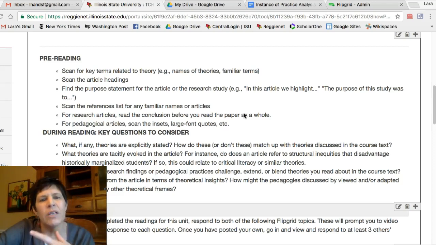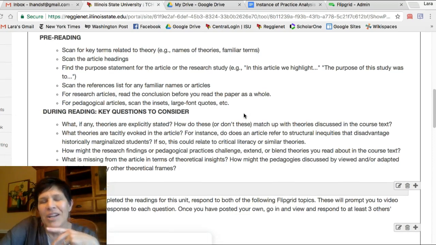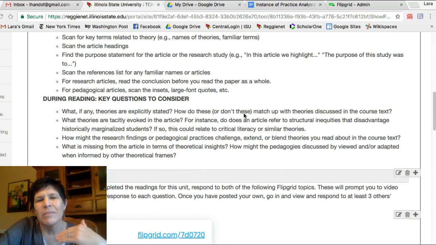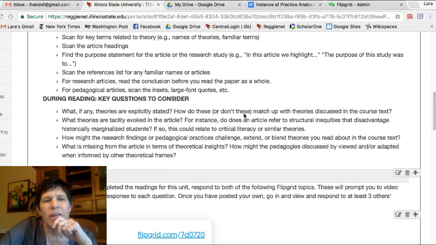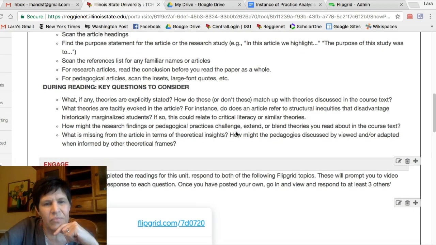In addition to the headings, it gives me an idea of what I'm going to be looking for when I read. It's sort of a big no-no when you're reading fiction, right? Because you don't want to spoil it. But I think it's a total go-for-it strategy when we're reading complex informational texts, such as research articles. And that can also apply to the pedagogical articles too, although I think that those tend to be a little bit easier read, that the texts aren't quite as complex. I do think it can be helpful for the pedagogical ones to scan the insets, large font quotes, things like that, again, to give you a sense of what's to come.